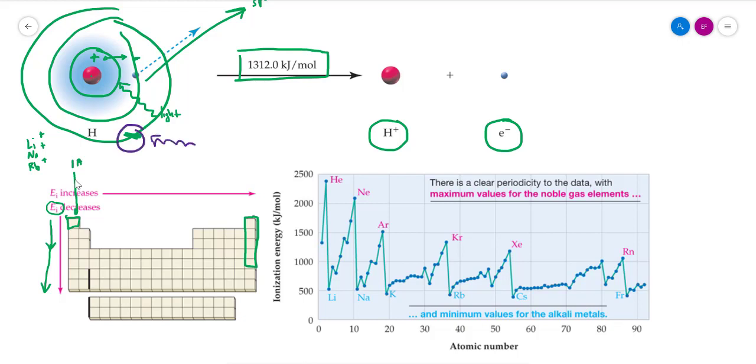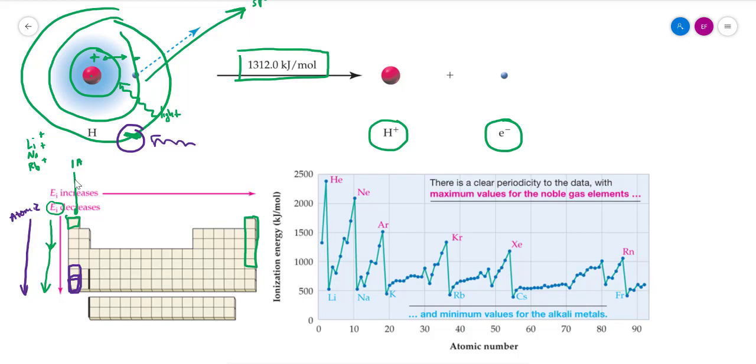And so remember that the atomic radius gets big as you go down here. The further that outermost electron is from the center of the nuclear charge, the easier it is to pick off. And so elements down here in the periodic table have really small ionization energies.